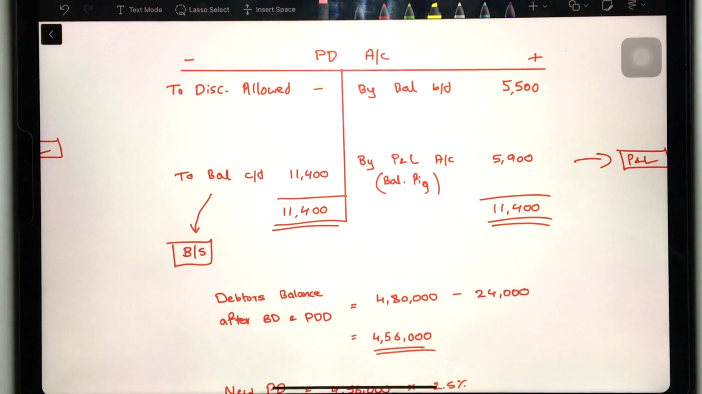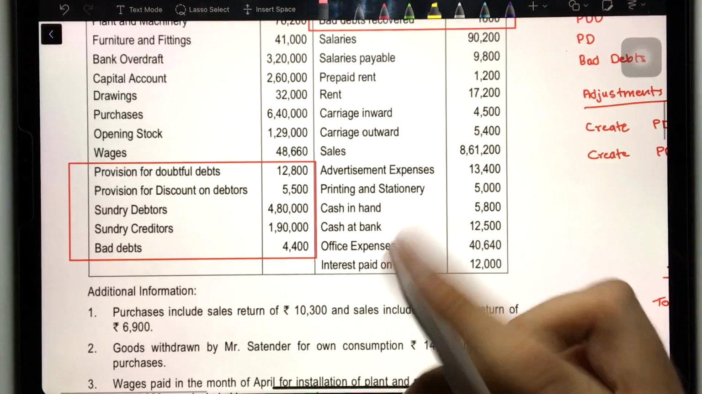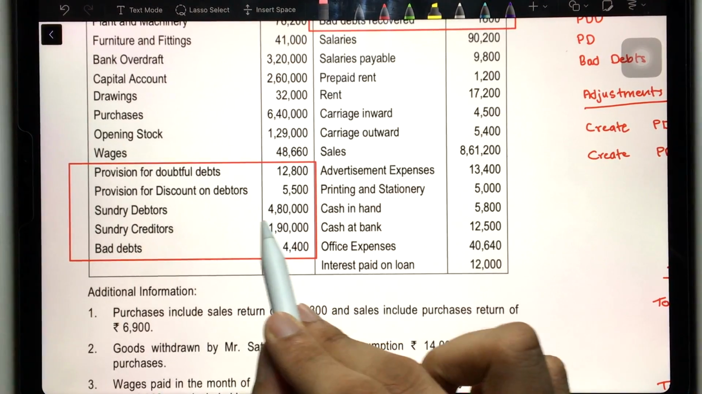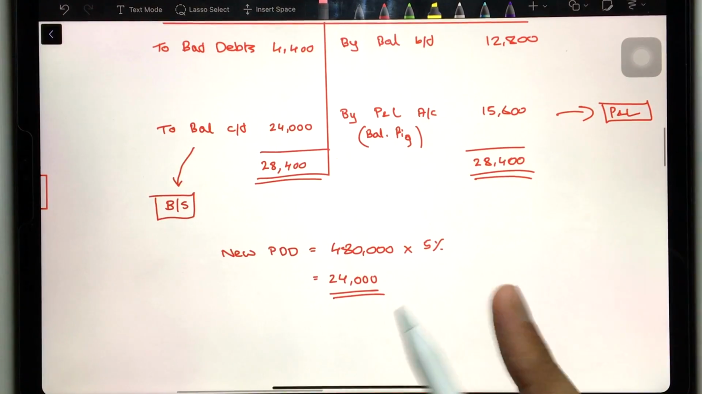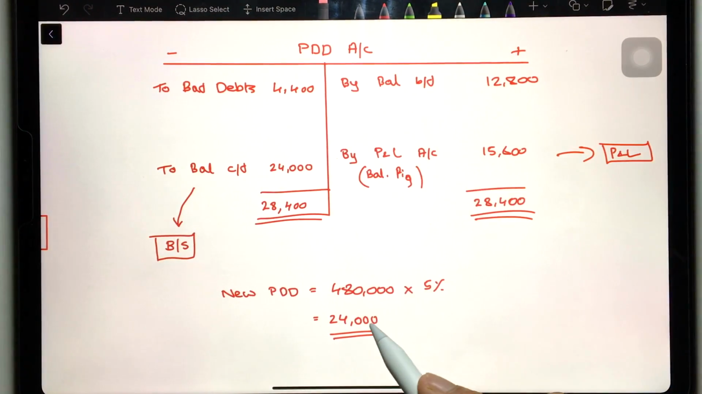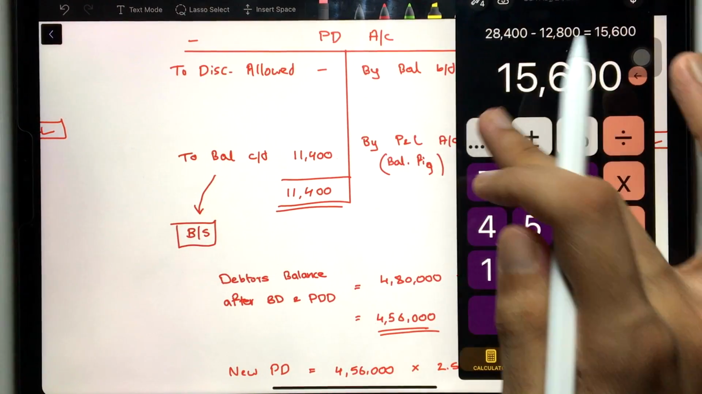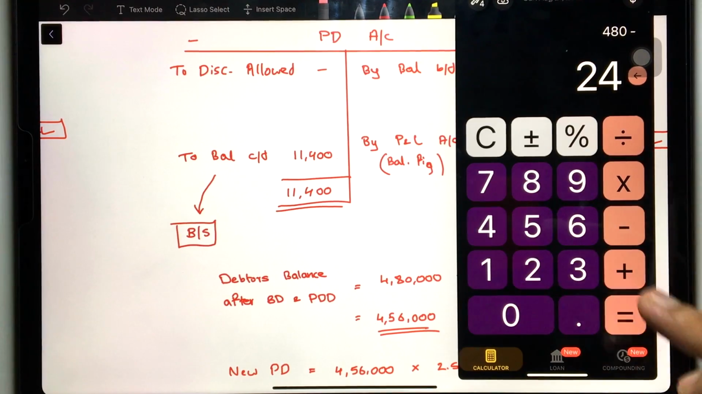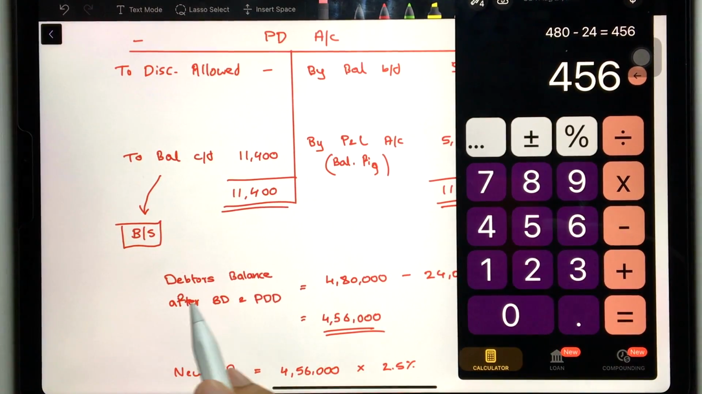Okay, so that means you have to take the debtors balance from the trial balance, that is 4,80,000. From this 4,80,000 you have to deduct this 24,000. What is this 24,000? Provision for doubtful debt. You have to deduct that. 4,80,000 minus 24,000 is equal to 4,56,000. 4,56,000 will be your debtors balance after bad debts and provision for doubtful debts.